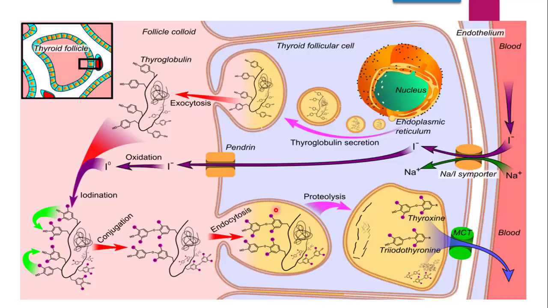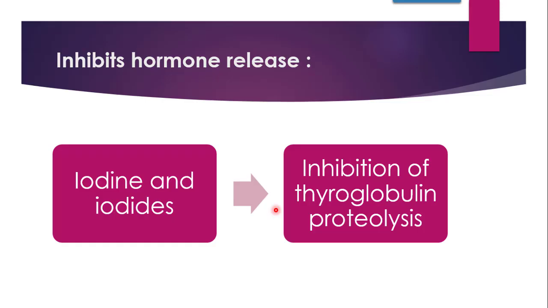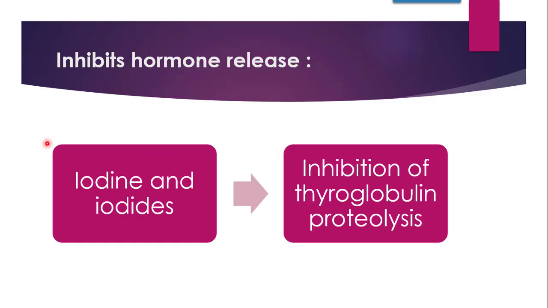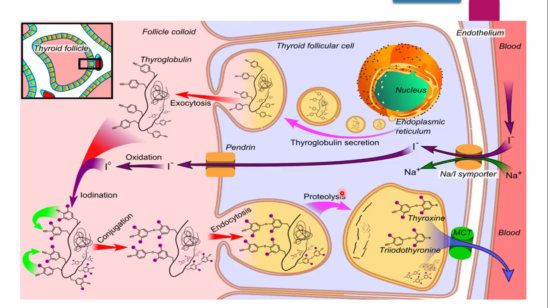So how they are acting, we will see now. According to the third class, which inhibits the hormone release, includes iodine and iodides. They will inhibit the thyroglobulin proteolysis. As again you can see here in the image, thioamides were acting at this portion, then iodide trappers are acting at this portion. Now this class that is inhibiting the hormone release will act at the proteolysis step.